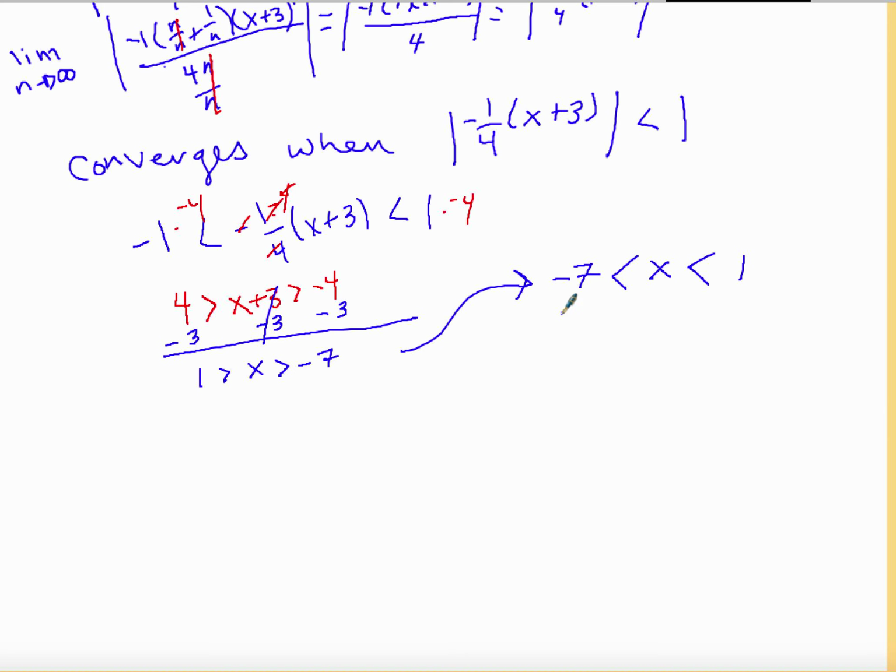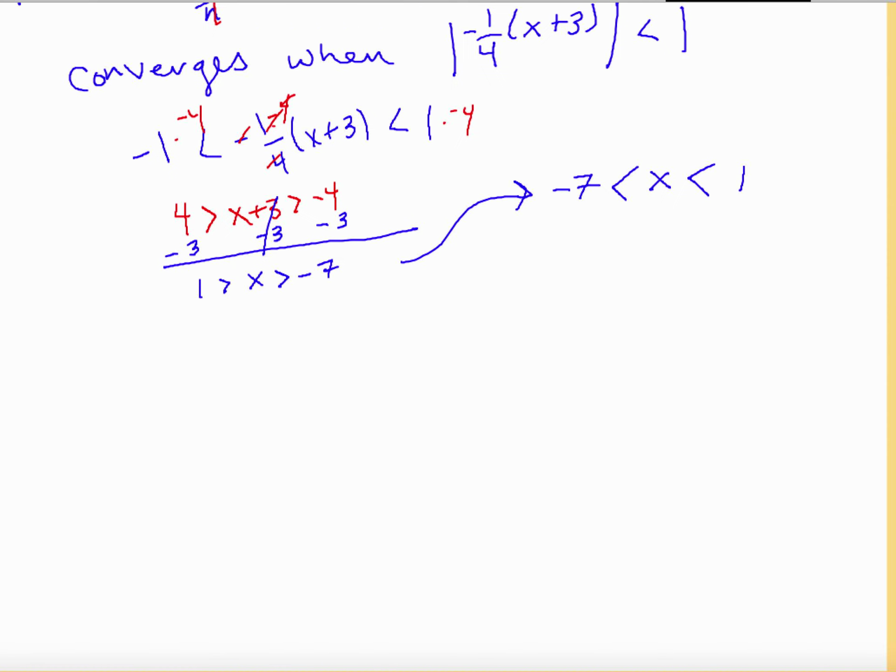So this would be almost my interval of convergence. However, I do need to change it and check those endpoints. So will it converge at negative 7? Will it converge at 1? Let's check them out. So let's check those ends.